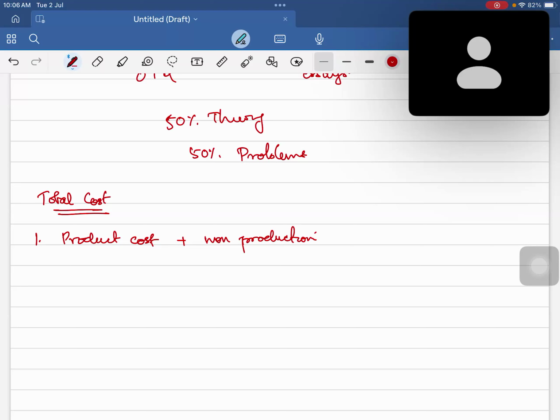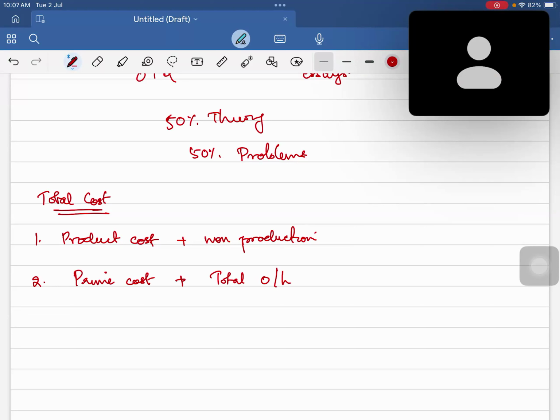The second way is that you're going to take the prime cost. You know what is the prime cost? The raw materials and labor. The direct cost linked with the product is the prime cost, right? So you're going to take the prime cost and you're going to take the overheads. Overheads are indirect cost. Clear? So this also can be one way to put the total cost.